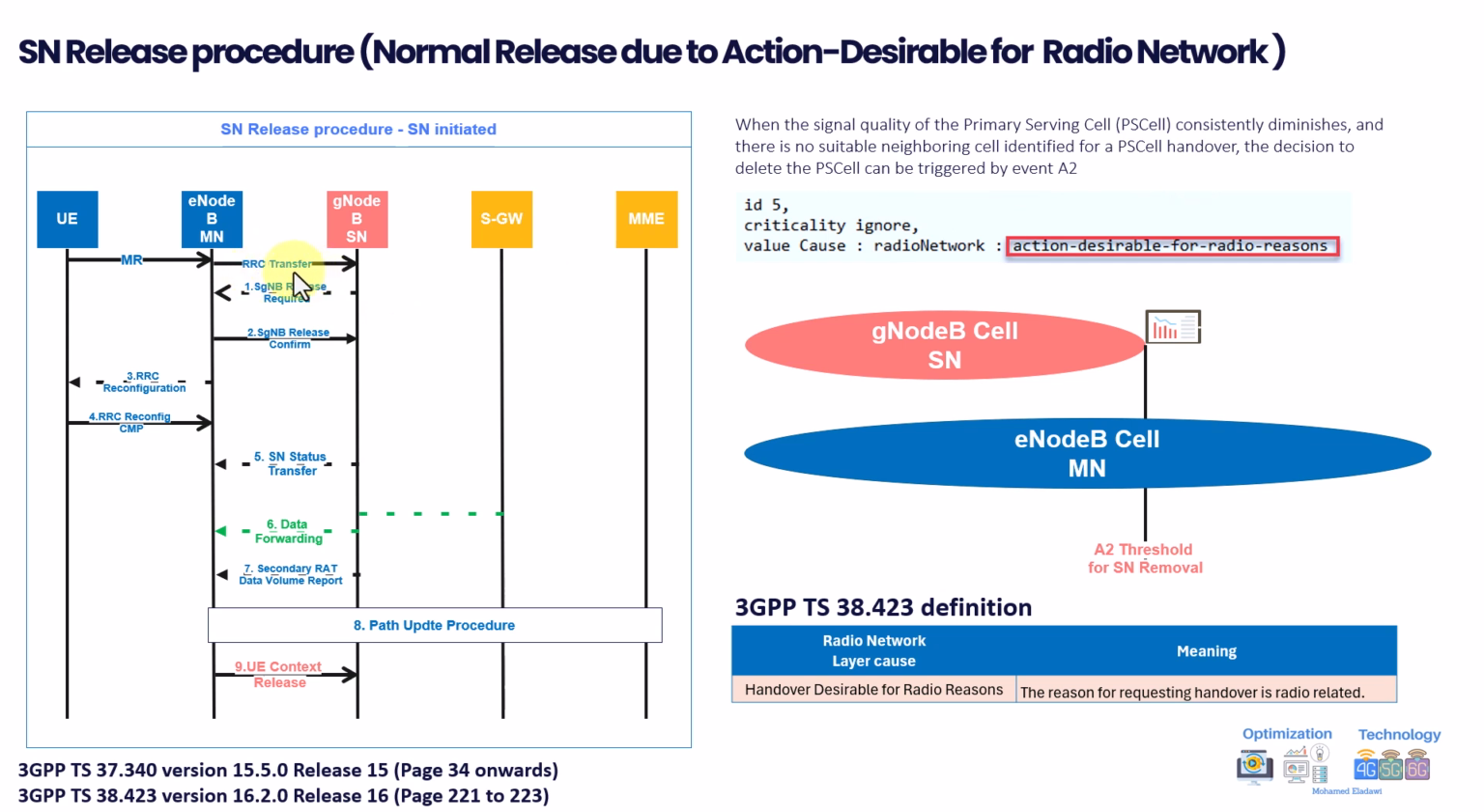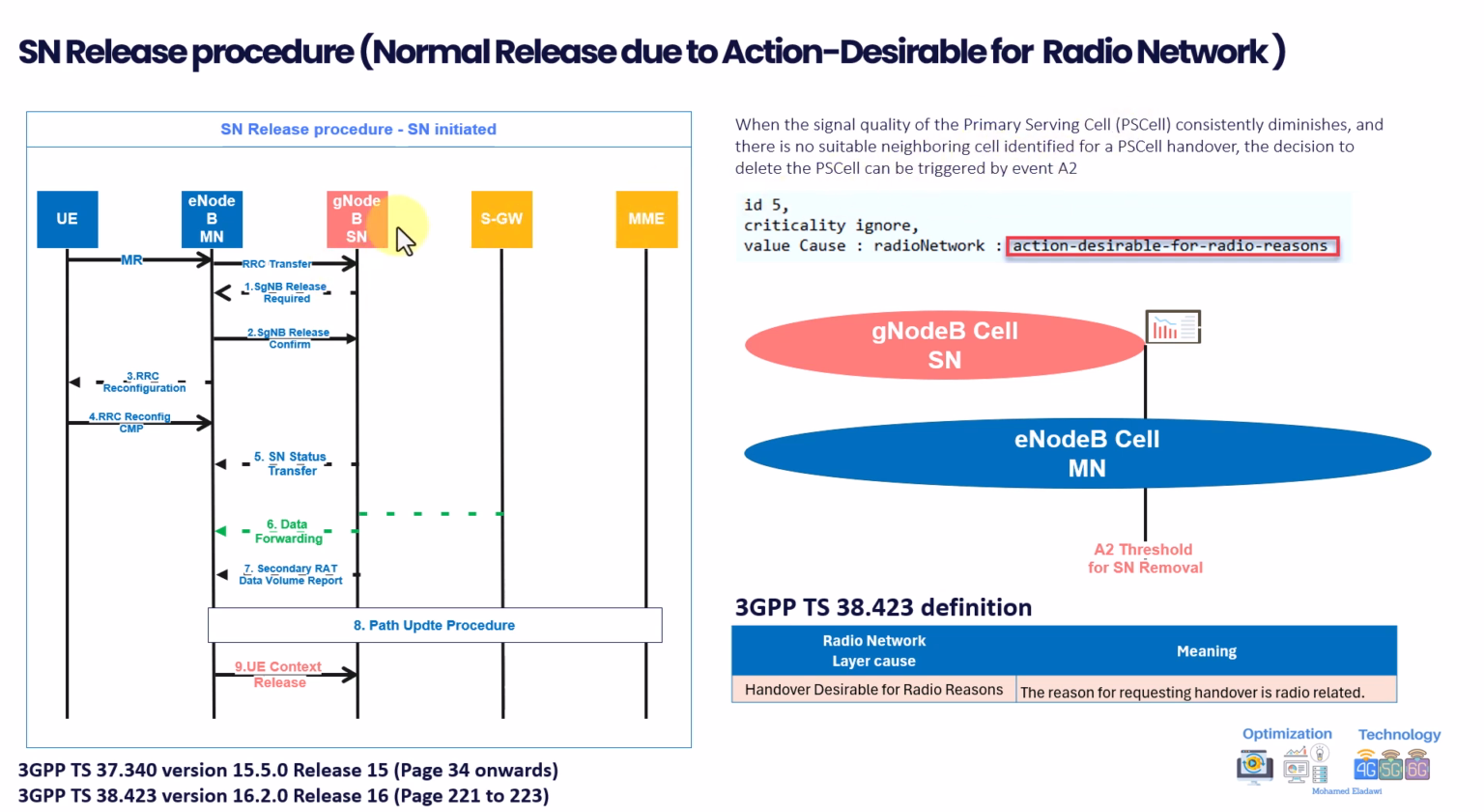Then the RRC transfer will be sent, because here the measurement report should be forwarded through the eNB unless you have something called SRB3 enabled. If this is enabled, the measurement report can be sent directly from the UE to the gNB. But here I'm assuming SRB3 is not enabled. So here the RRC transfer contains the measurement report information for A2 and other events, for example A2 or A5 or whatever.